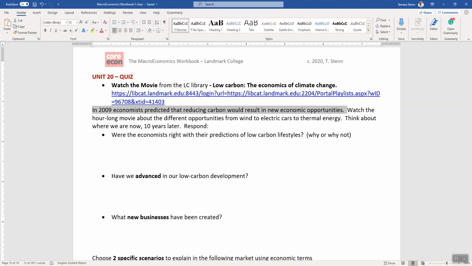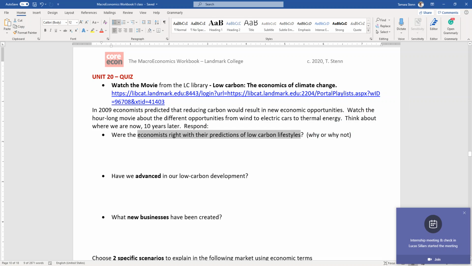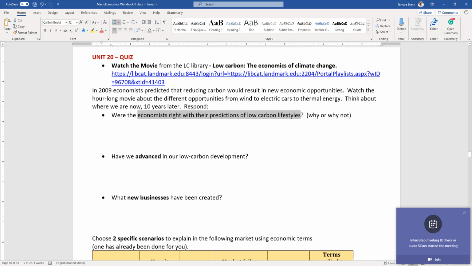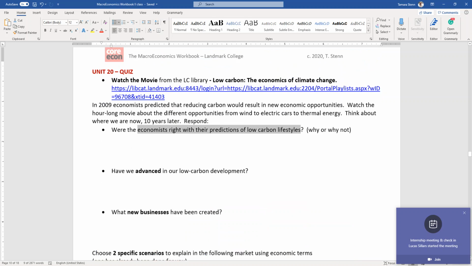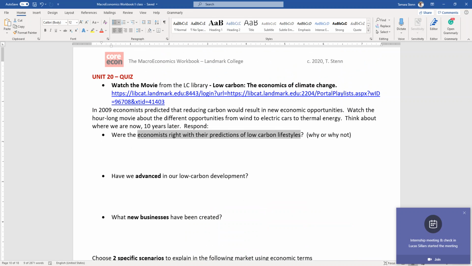So 10 years later, you guys get to look at this and see what happened, right? Did we have the different opportunities from wind and electric cars and thermal energy? So were they right with their predictions of low carbon lifestyles, how we would be living here in this future? Have we advanced our low carbon development? What new businesses have been created? It's an hour-long movie.